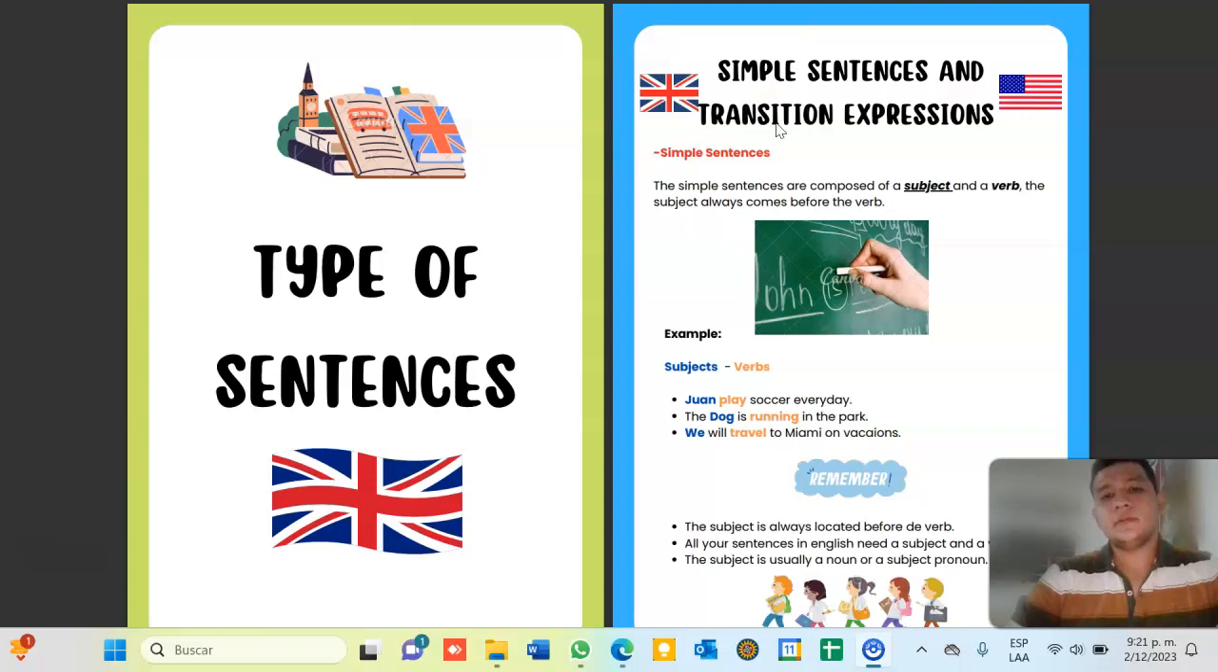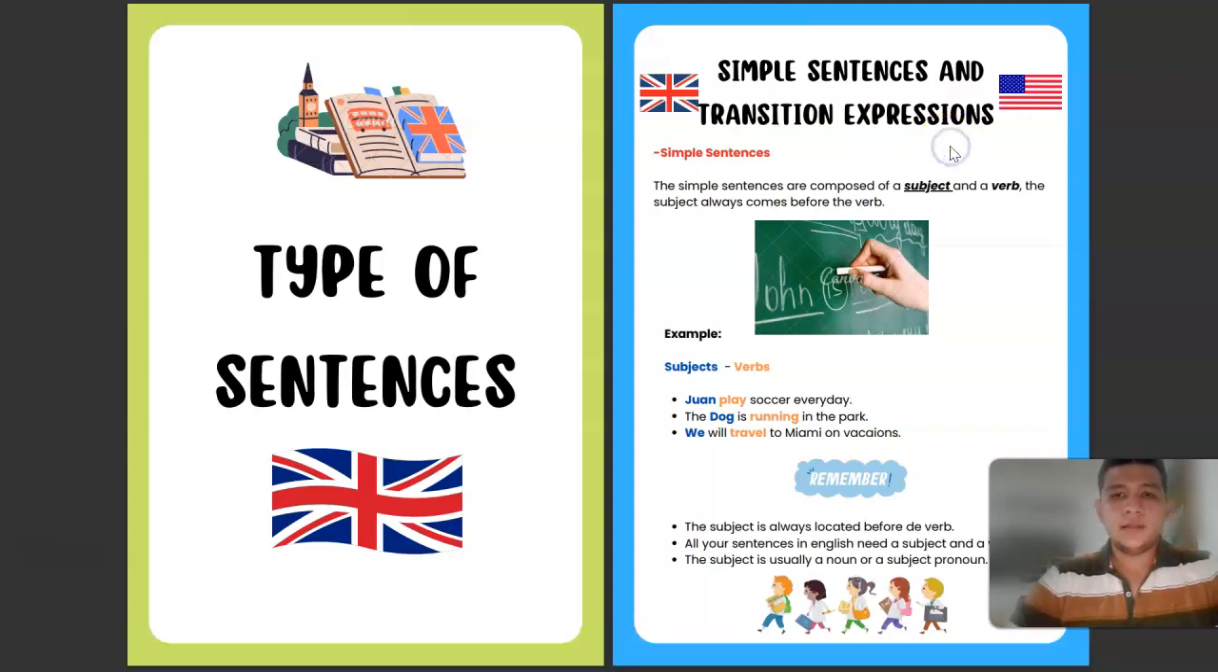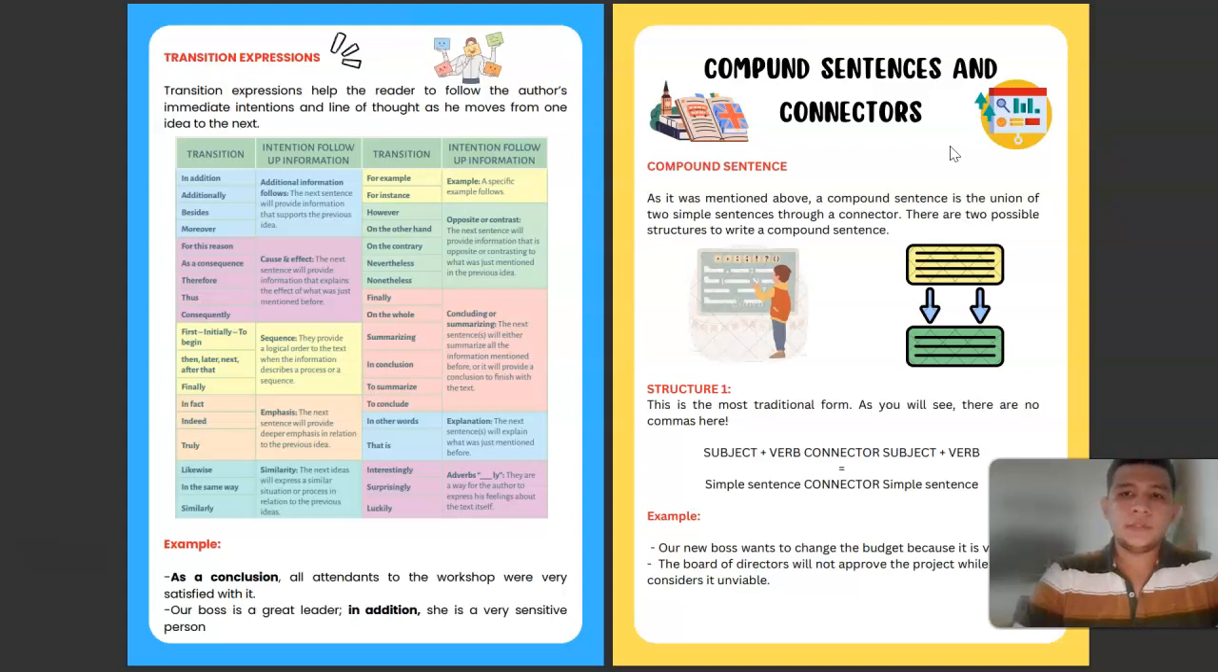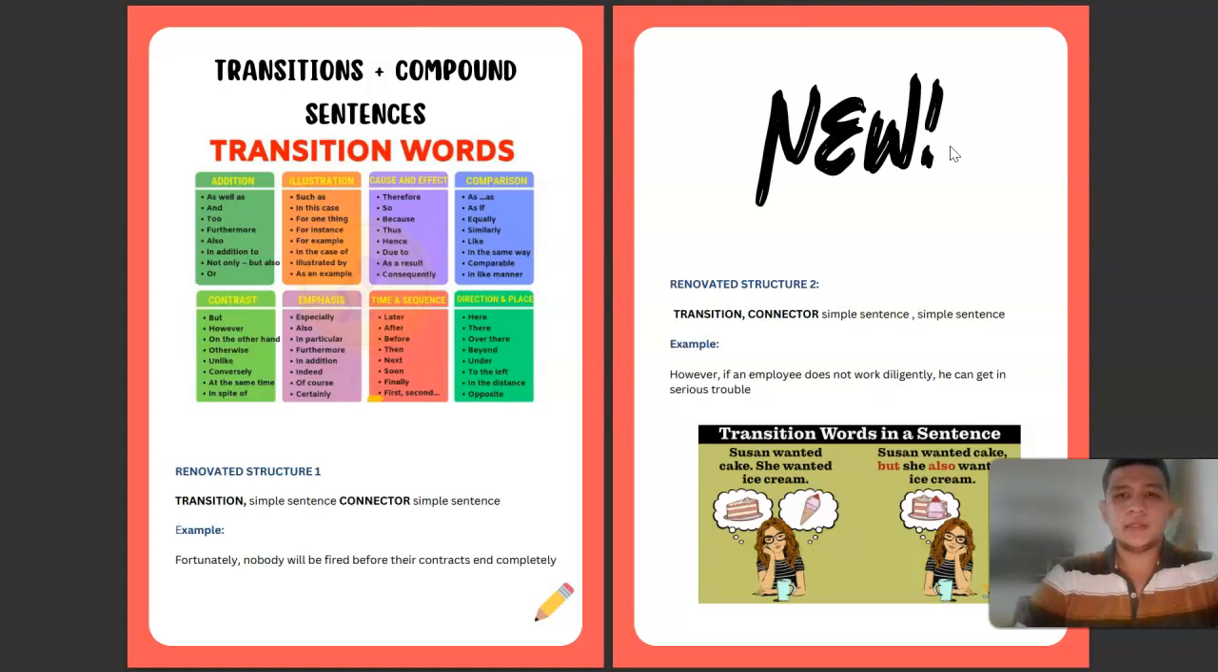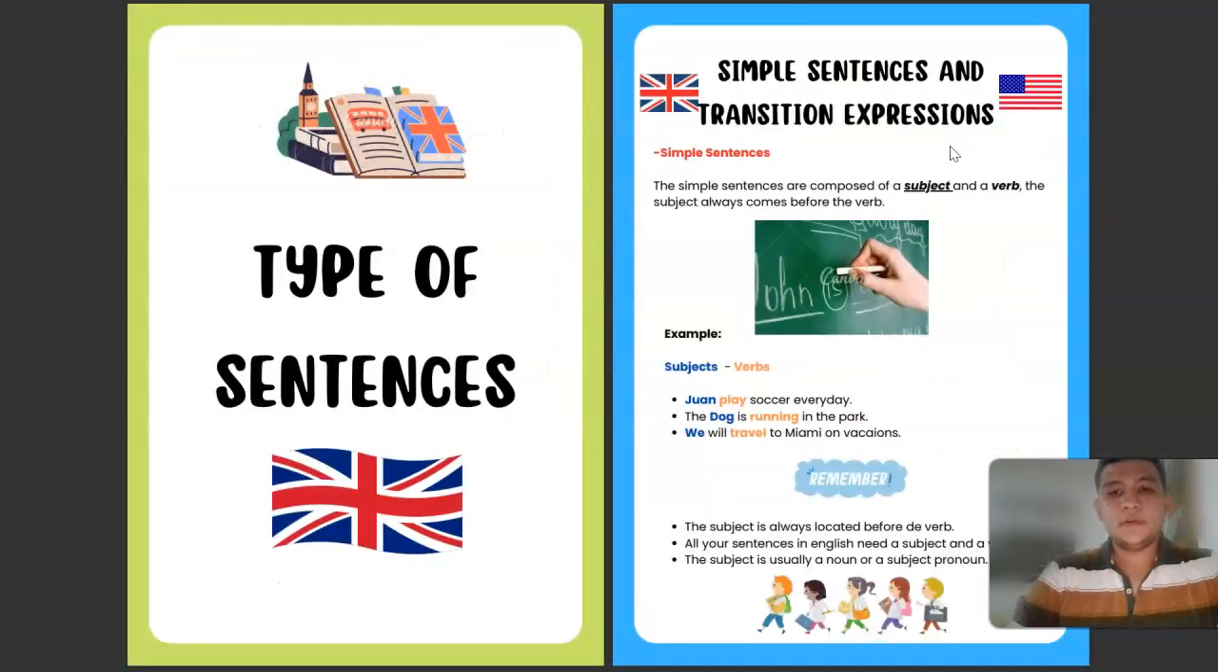The type of sentence is subdivided in three parts: simple sentence and transition expression, compound sentence and connector, and transition plus compound sentence. The first is simple sentence and transition expression. The simple sentence is composed of a subject and a verb. Subject always comes before the verb.